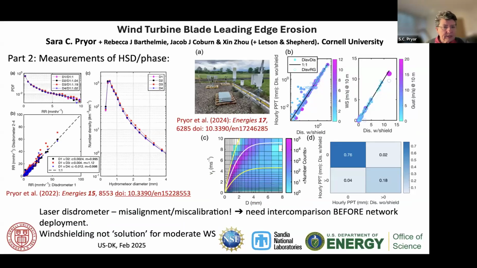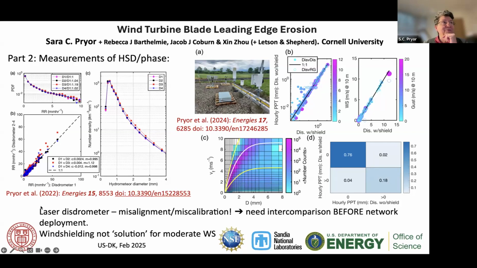So we've done some explorations. The first one was buying 4 of these laser distrometers, taking them out of the box, putting them up within a meter of each other and looking for closure. And what you can see here is that the average droplet size distribution from one of the distrometers was noticeably discordant with the other 3, and that led to a positive bias in rainfall rates of above the plus or minus 10% the instrument is certified for.